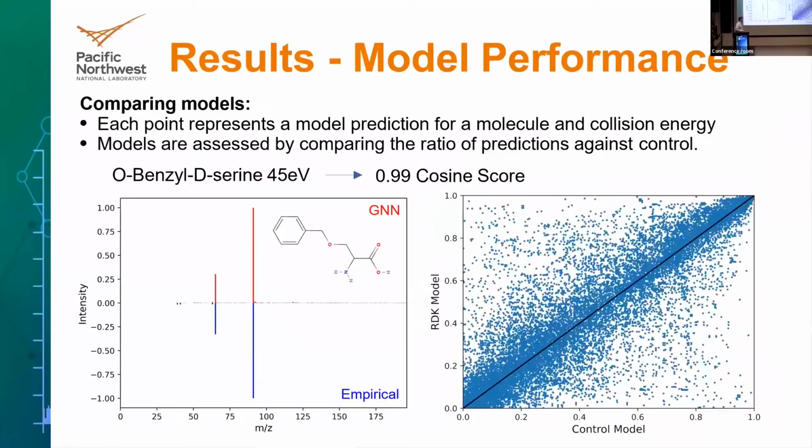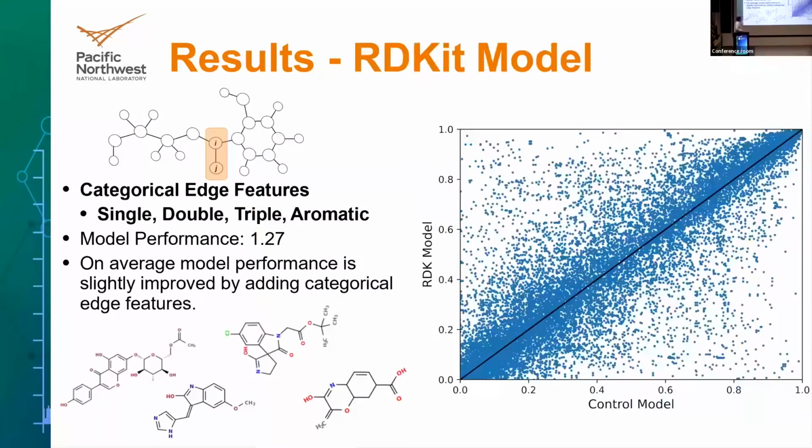So aside from average metrics, we can start to pull apart the test sets and see exactly where the benefits for our edge features are making a difference here. So for each given prediction, we can aggregate the GNN prediction versus the empirical measurement into a cosine similarity score, and we can compare each of the cosine scores between the control model and our model of interest to see exactly where the performance boost is. So for the RDKit model, which again is the categorical representation of edge features, where you could just essentially draw the molecule on paper.